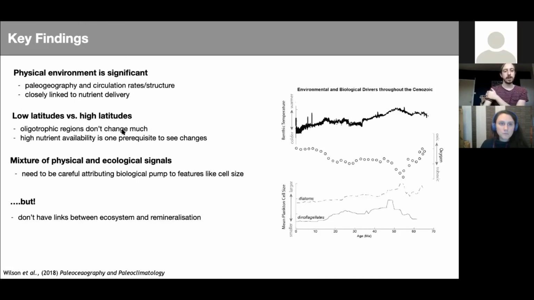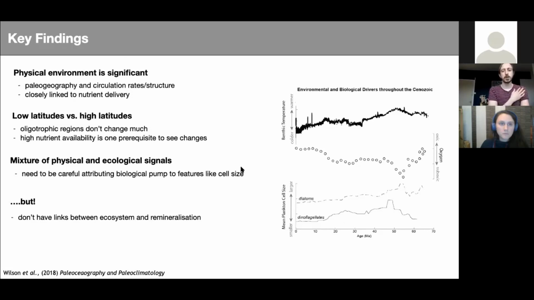That being said, that change is predominantly featured in the high latitudes and not the low latitudes. This is because the low latitude regions are oligotrophic, they don't have high nutrient fluxes, so there's not much room for those ecosystems to really change. So where we see these big changes is in the high latitudes. And so what we might infer when we look at this change in mean size of diatoms, for example, is that this is a high latitude signal, not a low latitude signal. So this will control where we go and try and find deep sea sediments and try to reconstruct ecosystems from paleo data.